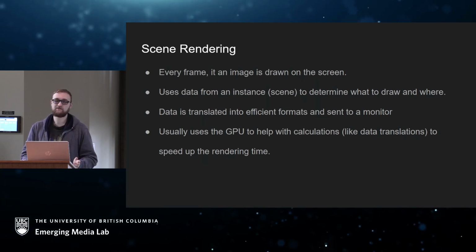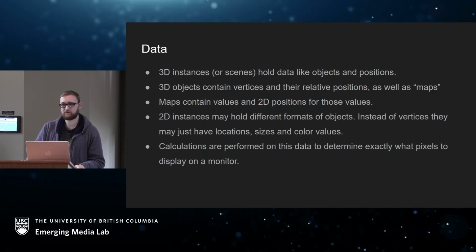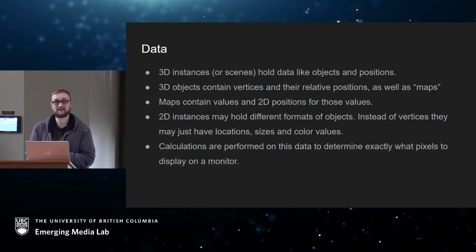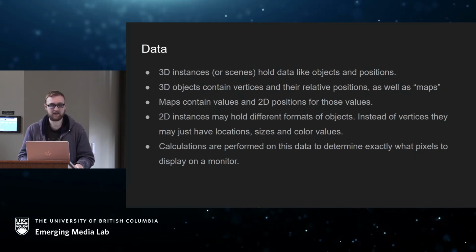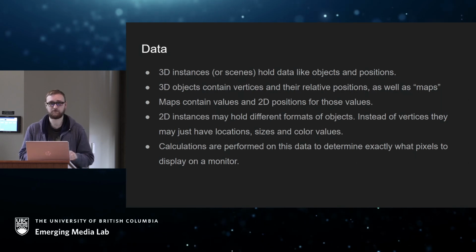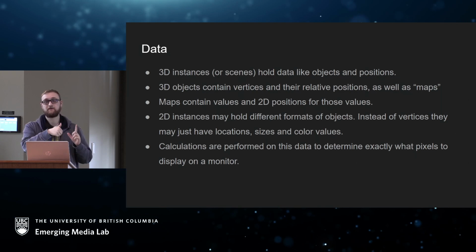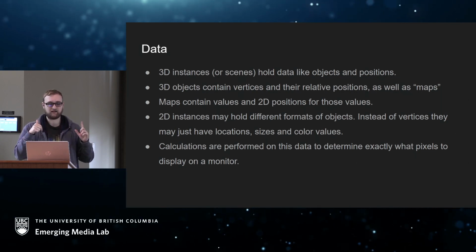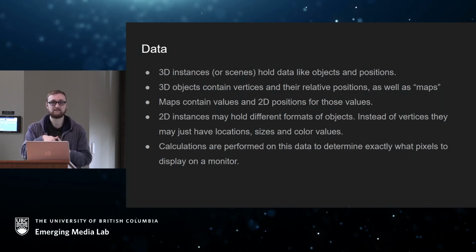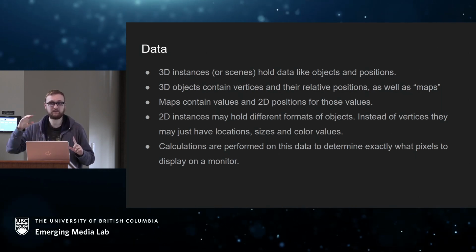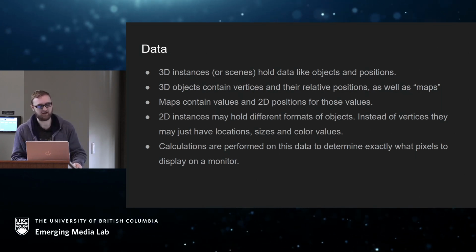So I mentioned that it uses the data from an instance, but let's talk a little bit more about that. What exactly does this data look like? Well, you can have the 3D instances. So back to the example of a Unity scene. In a scene, you've got a bunch of objects, right? And some of those objects have mesh renderers, some of them have other things. That's the data held in a 3D scene that we need to send over to the GPU so it can figure out exactly what to draw.